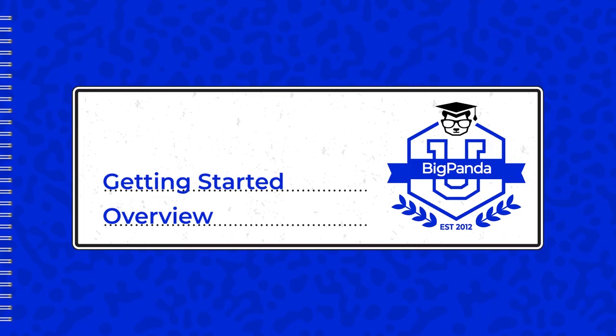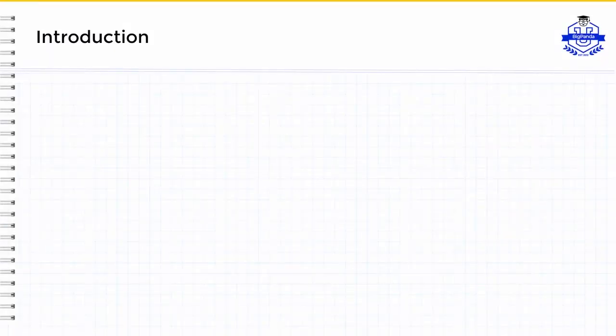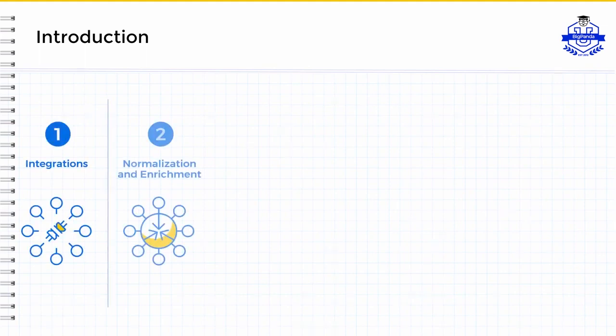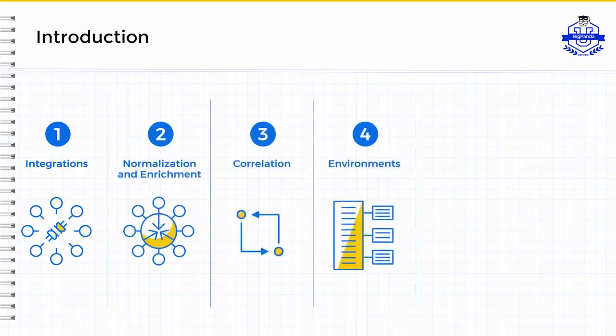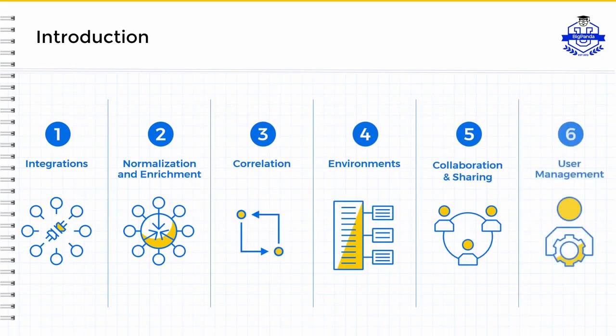Welcome to the first installment of the Getting Started with BigPanda video series. Future installments will dive deeper into the end-to-end setup process for the BigPanda platform. BigPanda's no experts required setup can be broken down into 6 steps: out-of-the-box integrations, normalization and enrichment, correlation, environments, collaboration and sharing, and user management. In this video, we'll provide an overview of each, and subsequent videos will provide more in-depth information into each area.